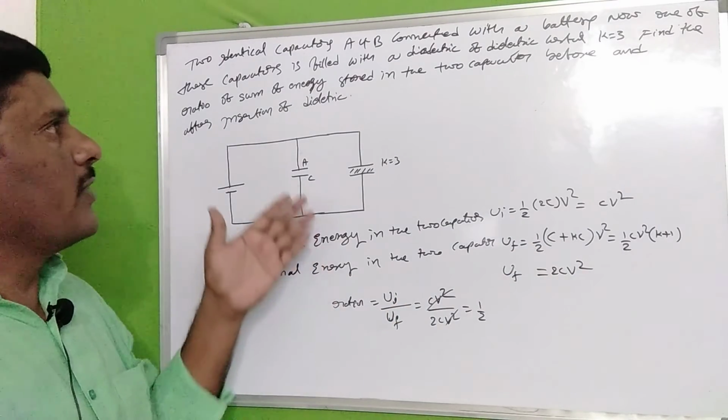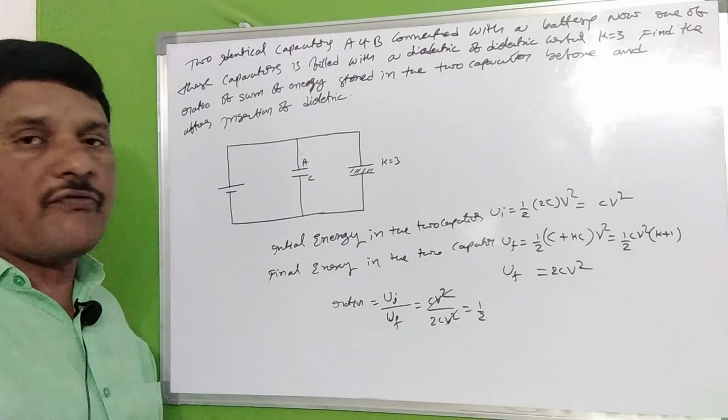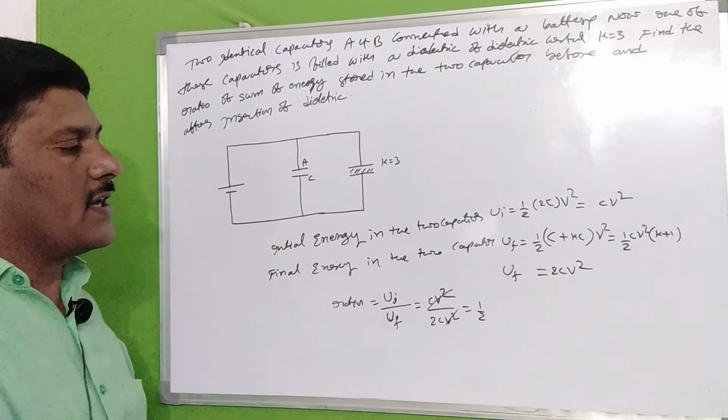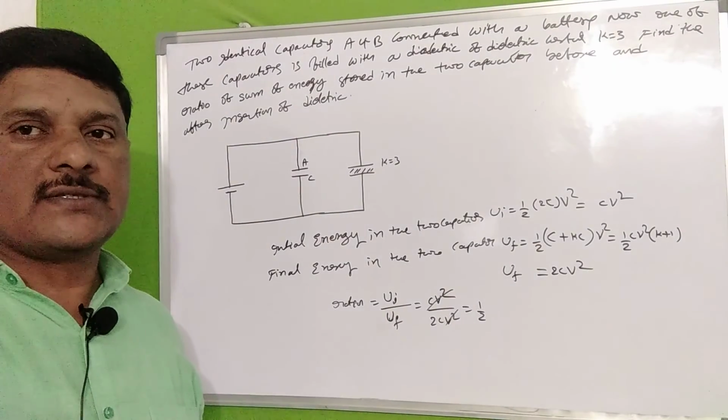So the ratio, according to the statement: we find the initial energy by final energy, so CV square by 2 CV square can be written as 1 by 2. This is the last question for this. Next.